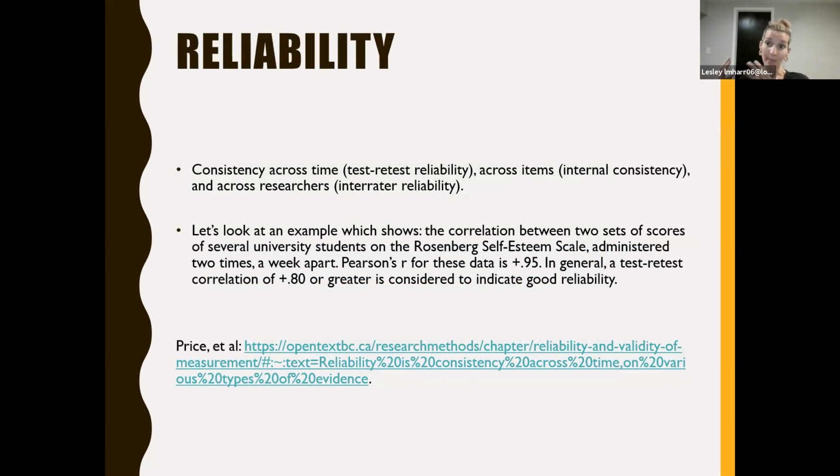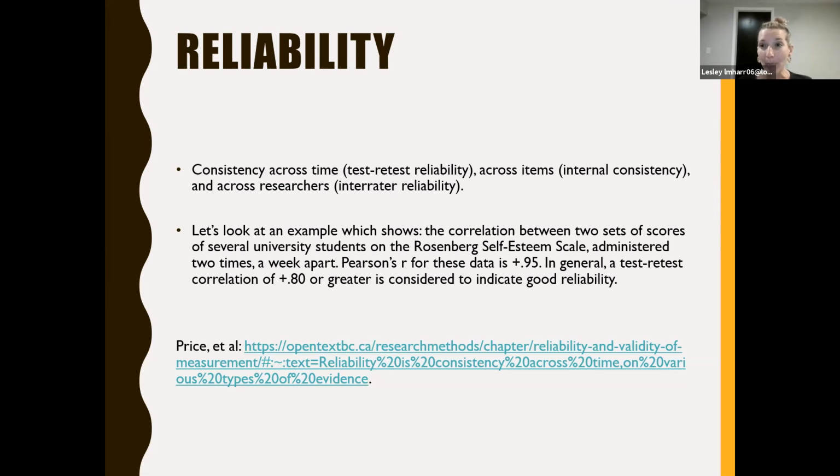That's all building to your big last assignment for this class, which is our program evaluation assignment/proposal. So we're going to look at reliability and validity as concepts related to measurement. When we think about reliability, what we really want to think about is consistency across time. This is often called test-retest reliability.